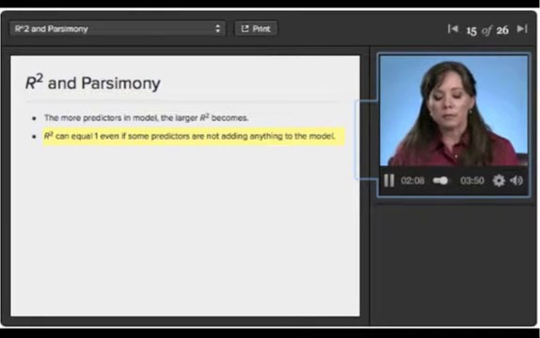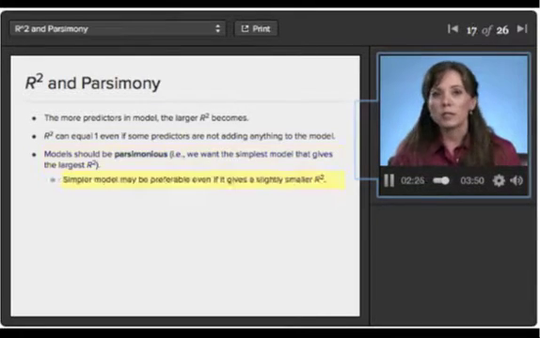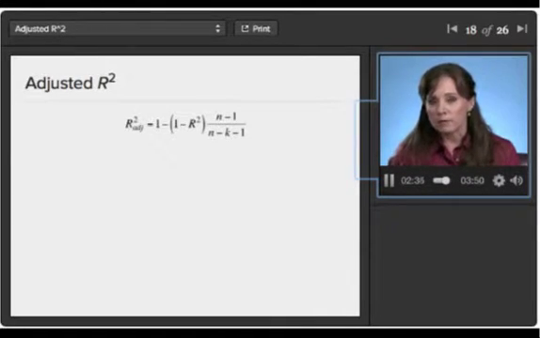So we want to find what we call a parsimonious model. Parsimony is the principle of getting the simplest model that gives us the largest R-square. And sometimes we will sacrifice a couple of hundredths in R-square just because that means we can delete an explanatory variable or two and get a simpler model. Also, a better way to measure effect size in multiple linear regression is to look at what we call the adjusted R-square.